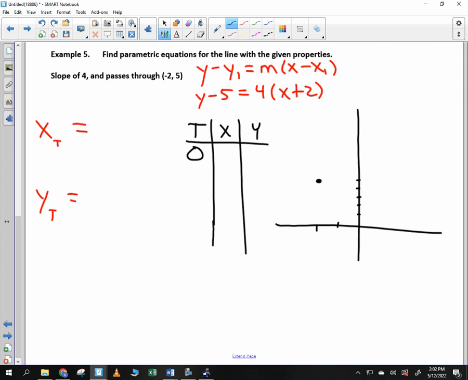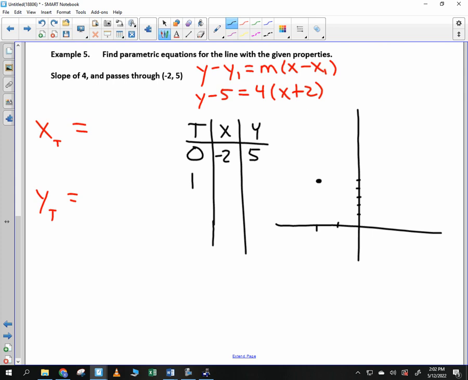Can somebody tell me what my x and y values are at time 0? Negative 2, 5. Because we plotted a point and it has the coordinate negative 2, positive 5. I'm going to advance 1 unit in time. I'm going to advance forward 1 unit in time. And I'll advance my graph to the next point.